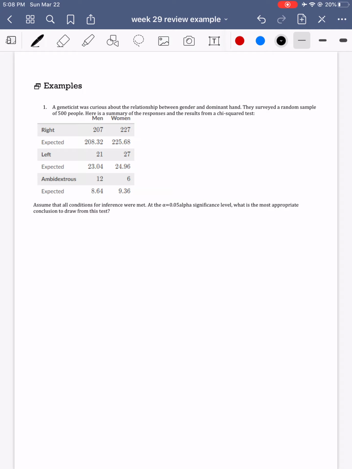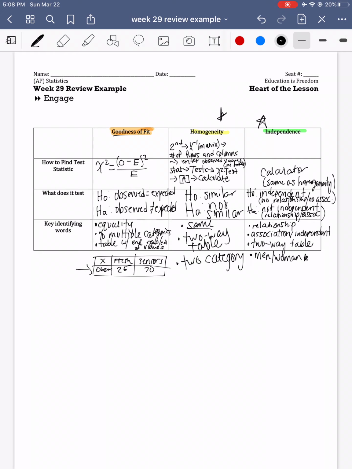Okay, so let's take a look at what we have, see if you're right. So here it says we're trying to determine a relationship between gender and dominant hand. Well, if I go back to my table, I remember writing down the word relationship. Where did I write that down? Well, I see that I wrote it here under independence. So that means that I'm doing the chi-square test for independence.